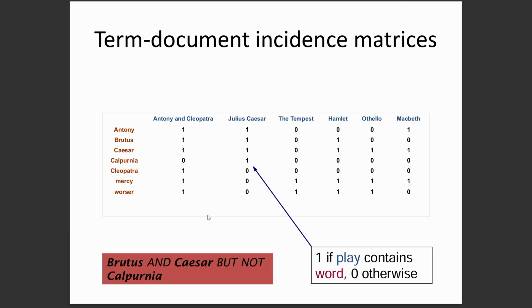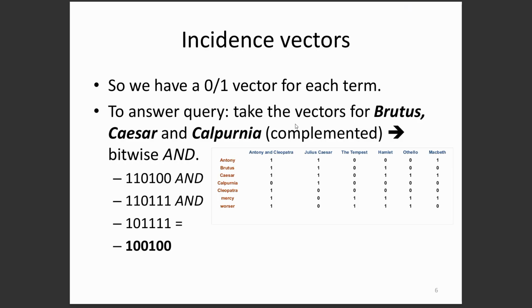For example, if Antony is present in the document Antony and Cleopatra, you will write 1, or else you will write 0. The word Calpurnia is not present in the document named Antony and Cleopatra, so it is written 0. Like that, you see 1 if the play contains the word, 0 otherwise. See Brutus and Caesar but not Calpurnia. Here also, when dealing with the incidence vectors, we complemented Calpurnia and did the bitwise AND operation.